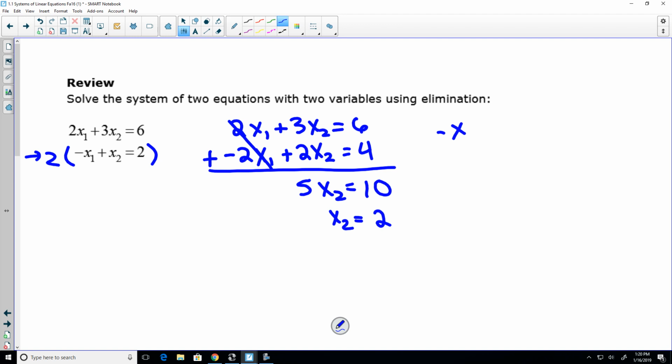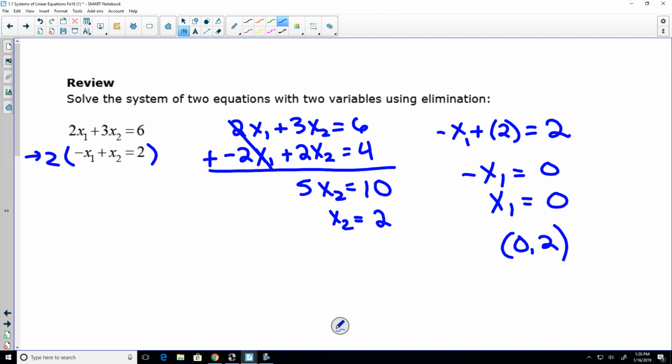So I'm going to plug it into the second one. So just replace x2 with 2. Subtract. And I get x1 is 0. So we get (0, 2) as a solution. And a lot of times in this class, instead of x and y, we'll call it x1, x2. The x1 is the horizontal component, x2 is the vertical component, but same idea of x and y.